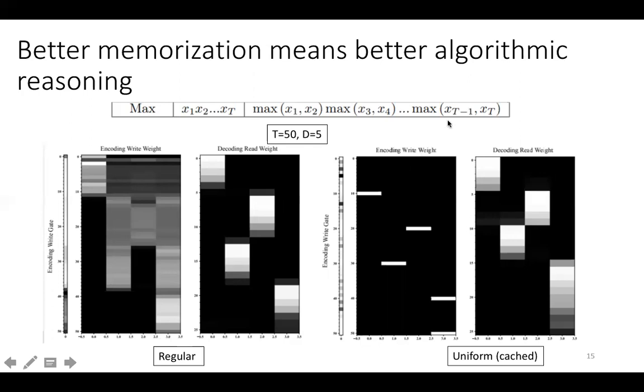In this example, we give algorithmic reasoning as an example, and you can see that with uniform writing, the content that is written to the memory is much clearer. It is not blurred as in the regular writing, and also because you write better information, when you decode, you can read better and you can do reasoning better. So that is the optimality of memory writing.